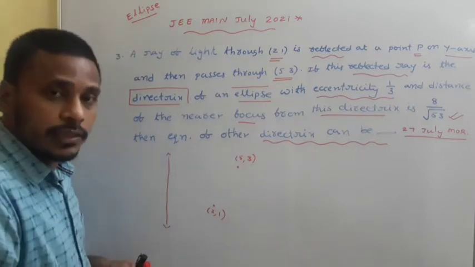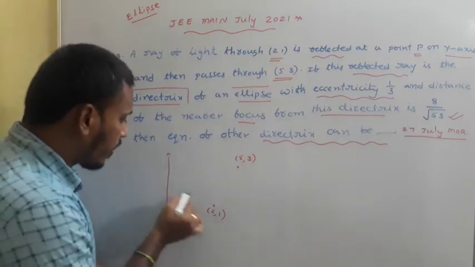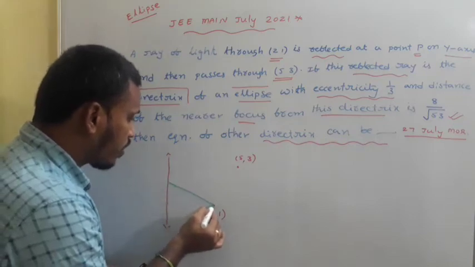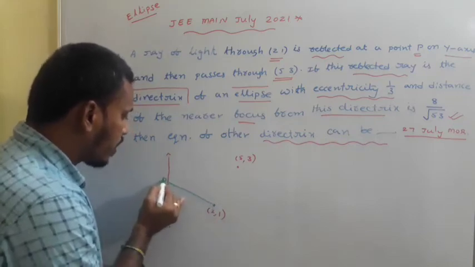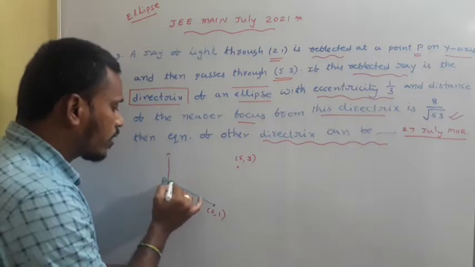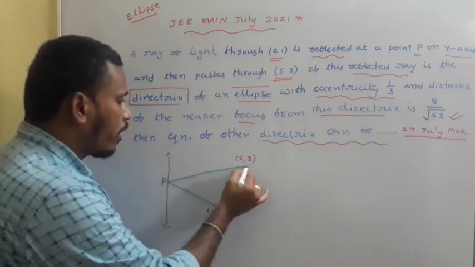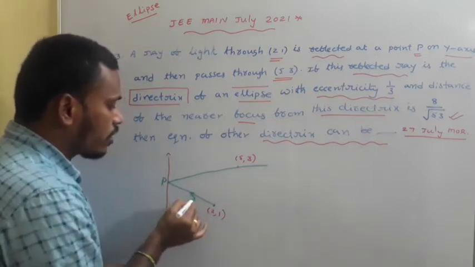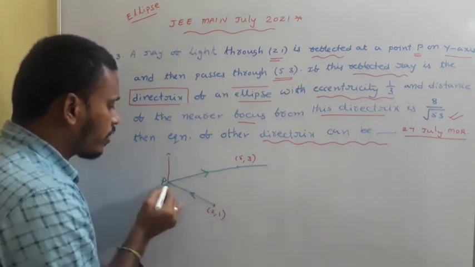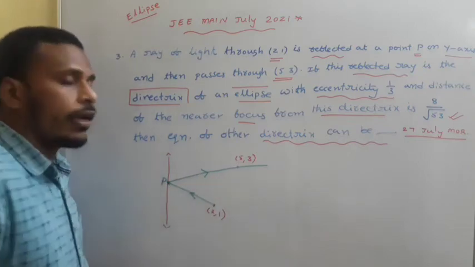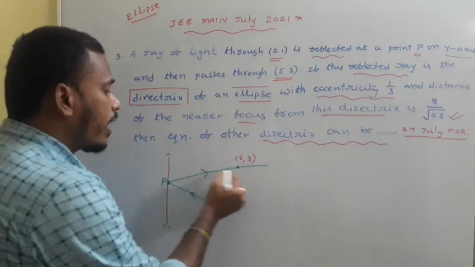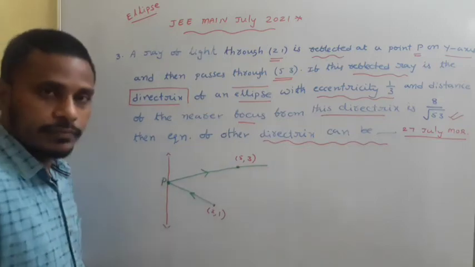From this point (2, 1), a ray of light is reflected on the y-axis. See, this is the point, say P, on the y-axis. From this, a ray of light is reflected and passes through the point (5, 3). So this is incidence and this is reflection. The reflection happens at this point P. Our task is to identify this reflected ray.